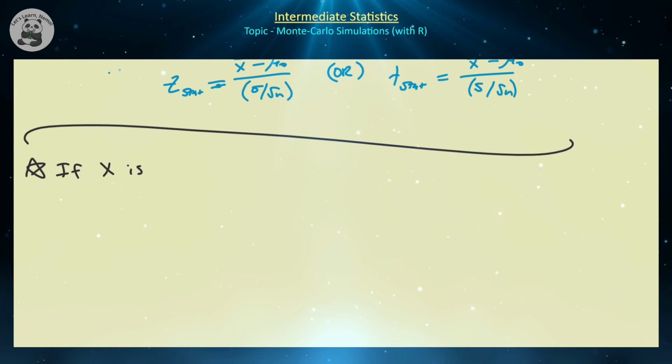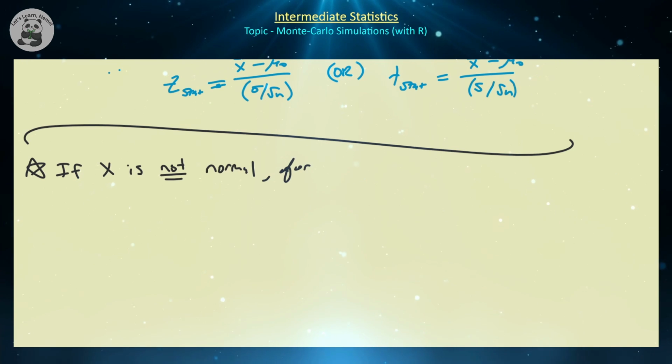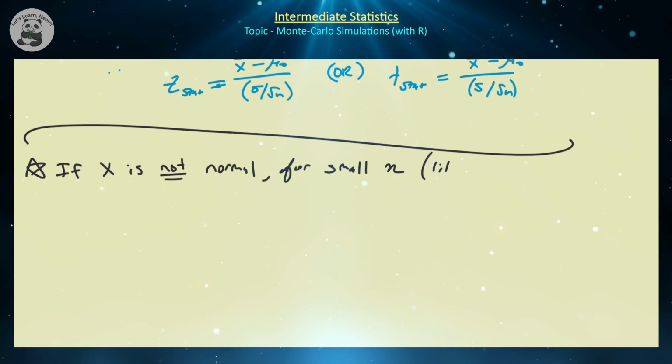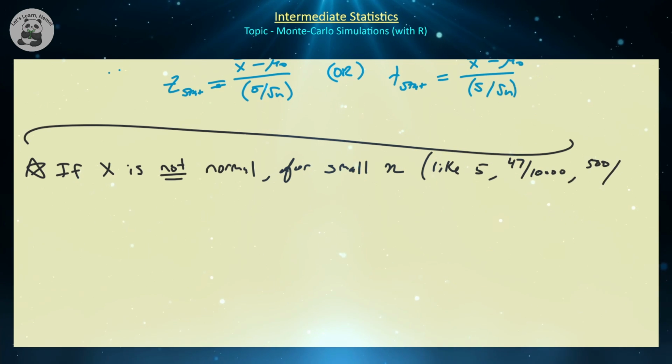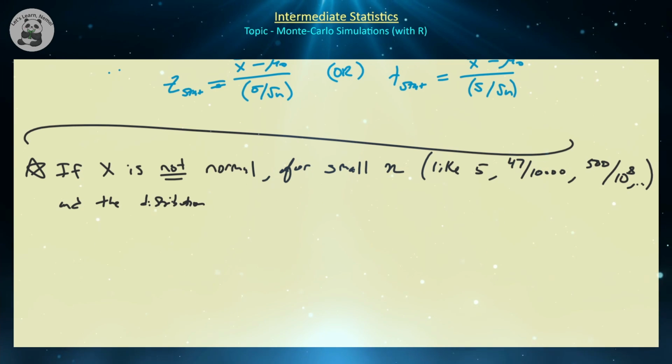So if x is not normal, especially for small sample size n, like for example 5, or 47 out of 10,000, or even 500 out of 10 to the power of 8. Those are all small. 30 is nothing special about this number. Then the distribution of x is very different.